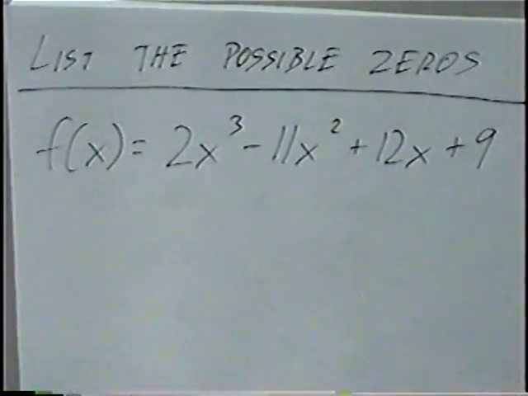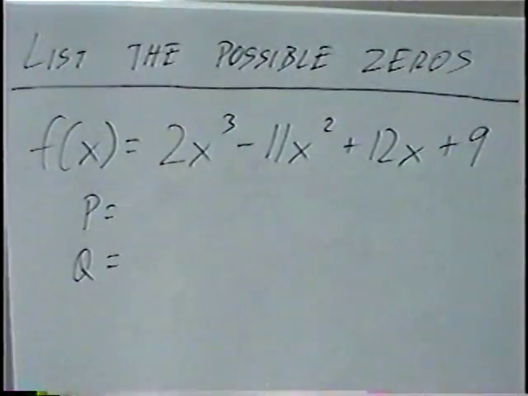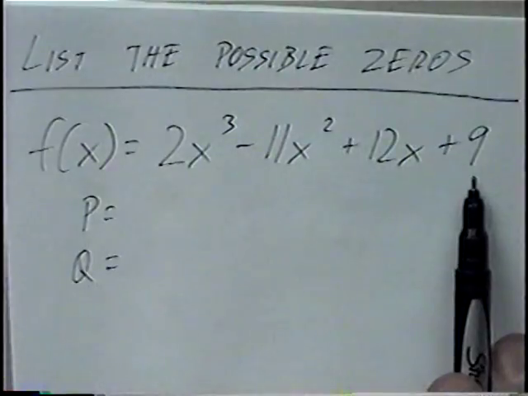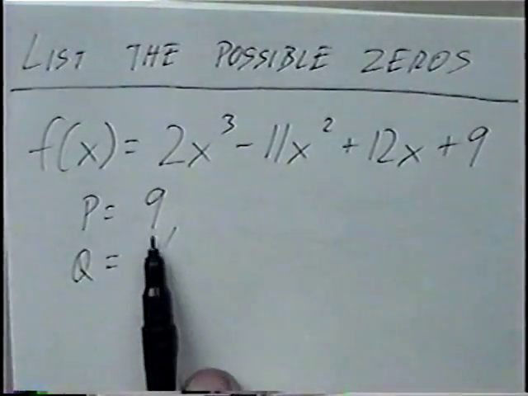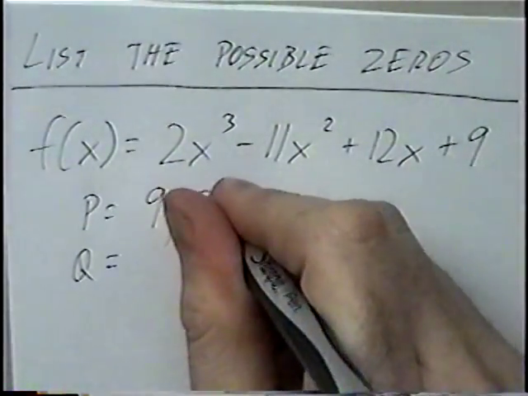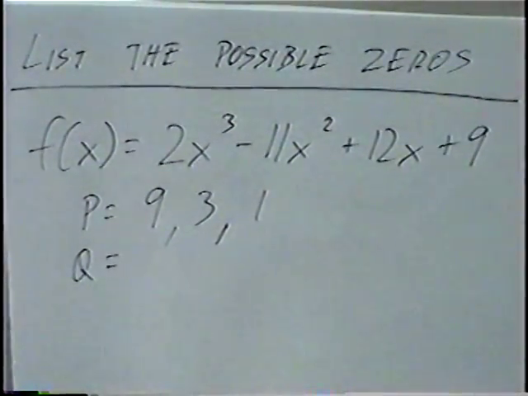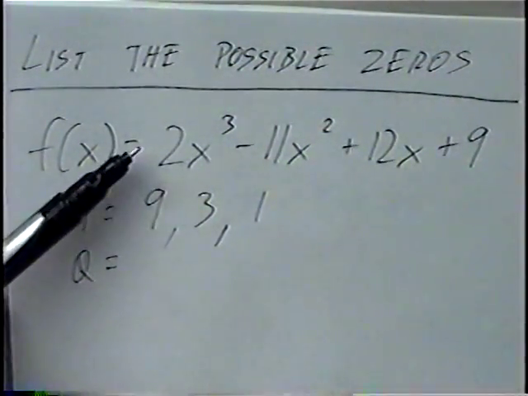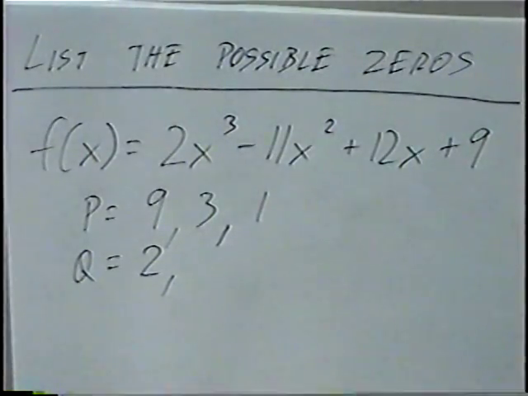To list the possible zeros, we'll first find the value of p and find the value of q. Looking back at the previous definition, p again is the factors of the last number, a sub 0. In this case, the number is 9, so p will be 9 and all the factors or numbers that divide into 9. 3 is a factor of 9, and also 1 is a factor of 9. All the numbers that divide evenly into 9. And q, looking back at the definition, is the first number, the leading coefficient in front of the highest degree. So q will be 2, but also the factors of 2, which would be 2 and 1.